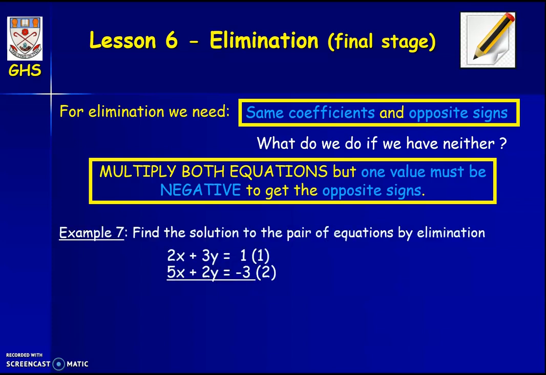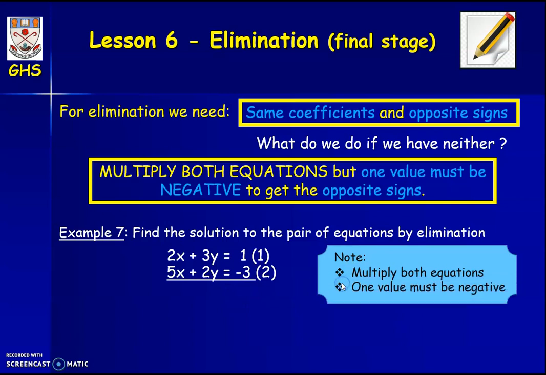So here we want to find the solution to the pair of equations 2x plus y equals 1 and 5x plus 2y equals minus 3. Notice we don't have the same amount of x, we don't have the same amount of y, and we don't have opposite signs. So we need to multiply both equations just like before, but this time one of the values needs to be negative so that we get the opposite sign.